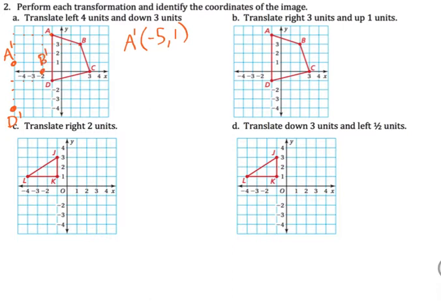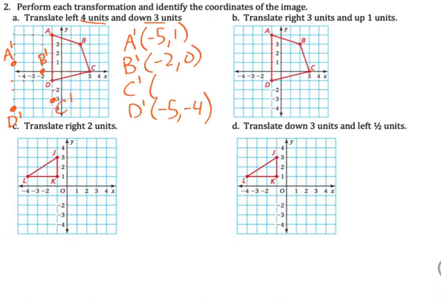There's B prime. Actually, let's go ahead and put B prime over here. I meant to do B prime second. It looks like B prime is located at negative 2, 0. Okay, D prime we actually already have. It's at negative 5, negative 4. C prime, it's left 4, down 3. And that puts C prime right here at negative 1, negative 3.